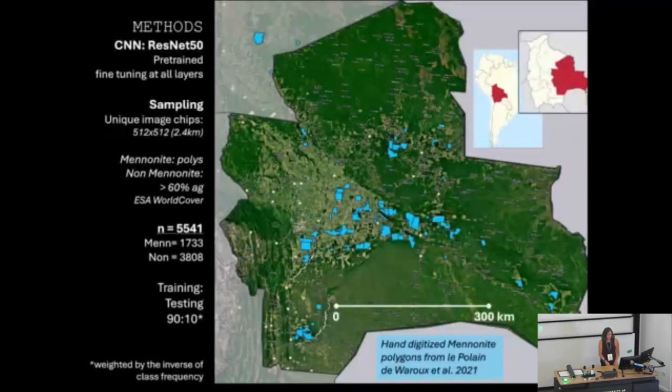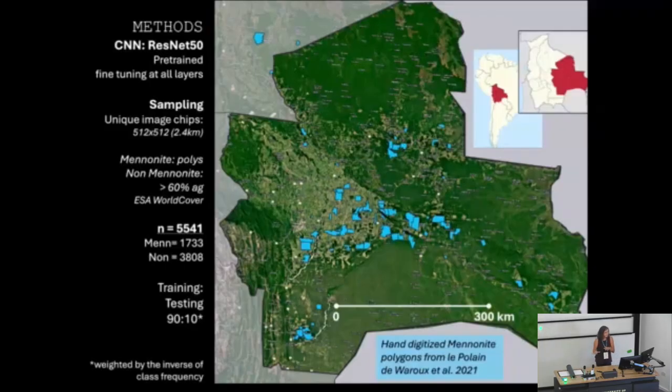So what we did is this is the Santa Cruz Department of Bolivia. You can see the area maps on the upper right. For the CNN, we didn't get fancy. We grabbed ResNet 50, which is a neural network with 50 convolutional layers, and it's 10 years old this year. Who knew that ResNet 50 is already 10 years old?